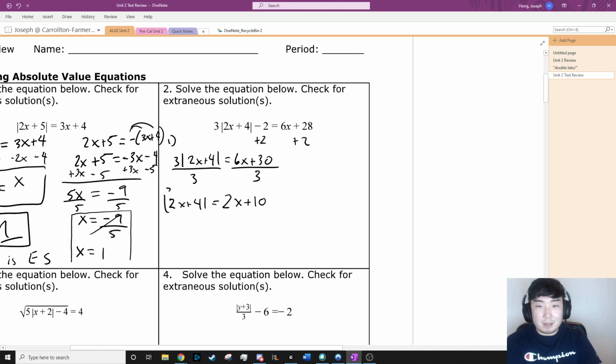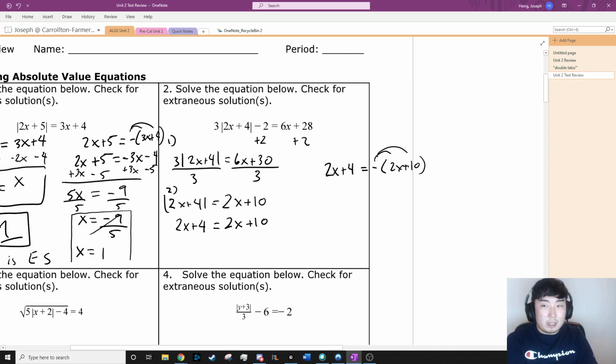Now I can do my second step, which is making the positive and negative version. So I'll do this here. 2x plus 4 is equal to 2x plus 10. And I have 2x plus 4 is equal to negative (2x plus 10). Now I have to distribute the negative right here. So it's going to be 2x plus 4 is equal to negative 2x minus 10.